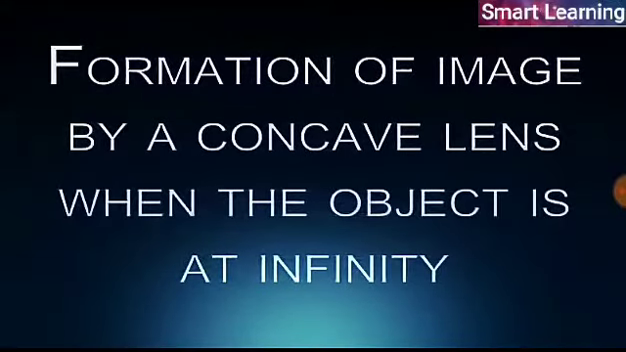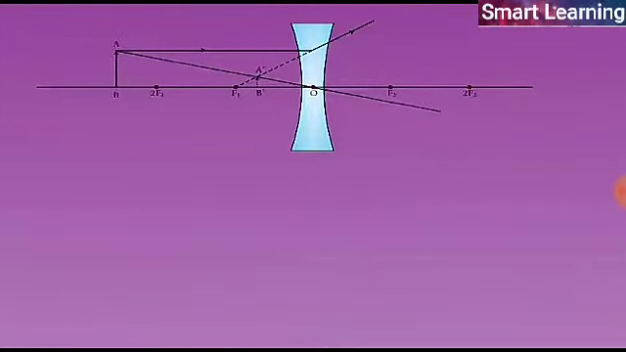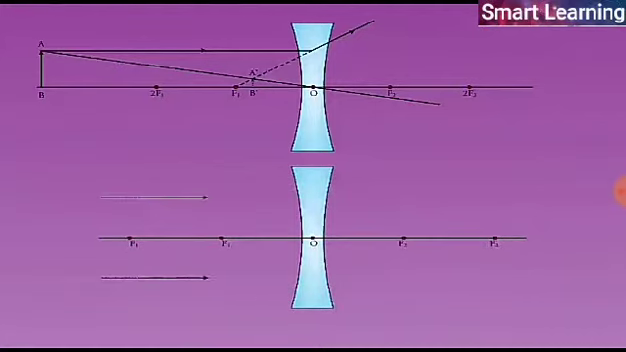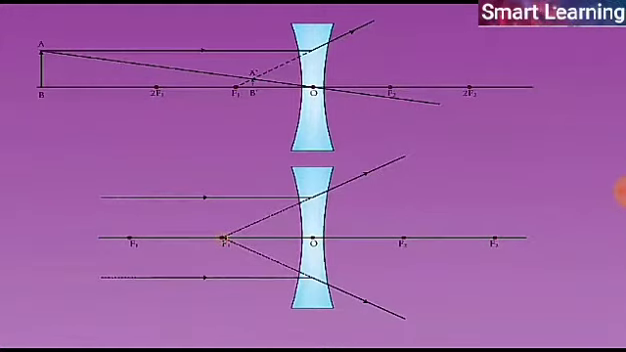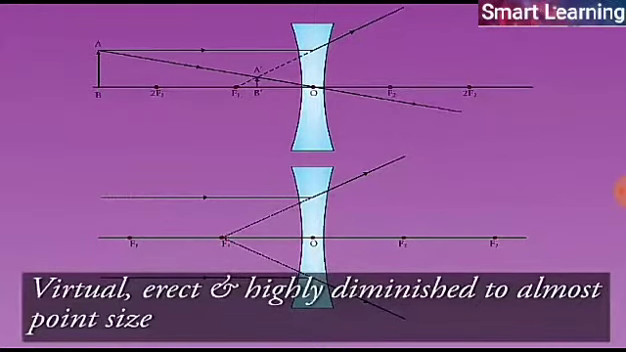Formation of image by a concave lens when the object is at infinity. When the object is moved away from the concave lens, the image becomes smaller in size and moves towards the principal focus of the concave lens. When the object is at infinity, the image is formed at the principal focus on the same side of the lens as the object. The image is virtual, erect, and highly diminished to almost point size.